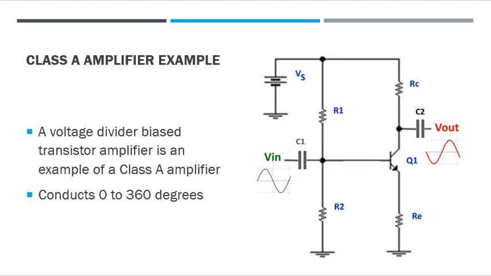An example is the voltage divider amplifier. A voltage divider biased transistor amplifier is a perfect example. It conducts for 360 degrees. So we'll have V in, a sine wave in, and we'll get the full 360 degree sine wave out. And whether or not we have a signal coming in, we will still have current being drawn through the circuit. We'll have our collector current being drawn.